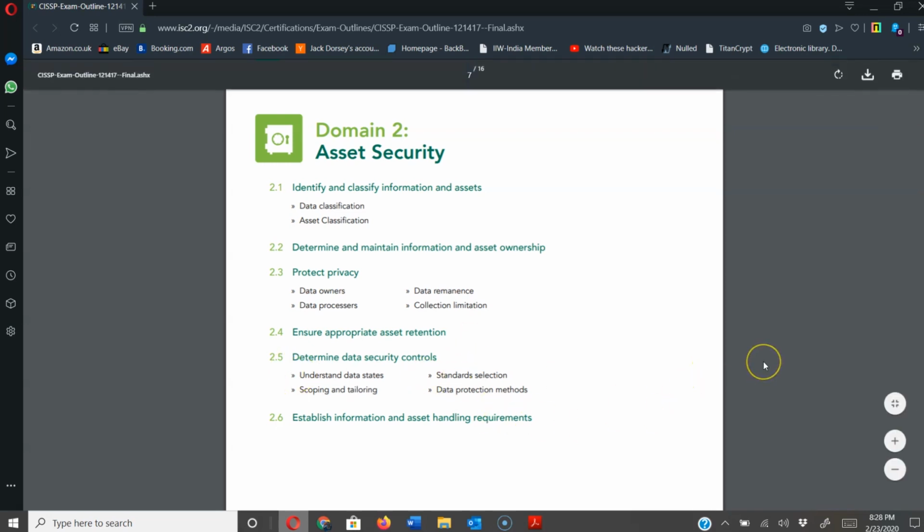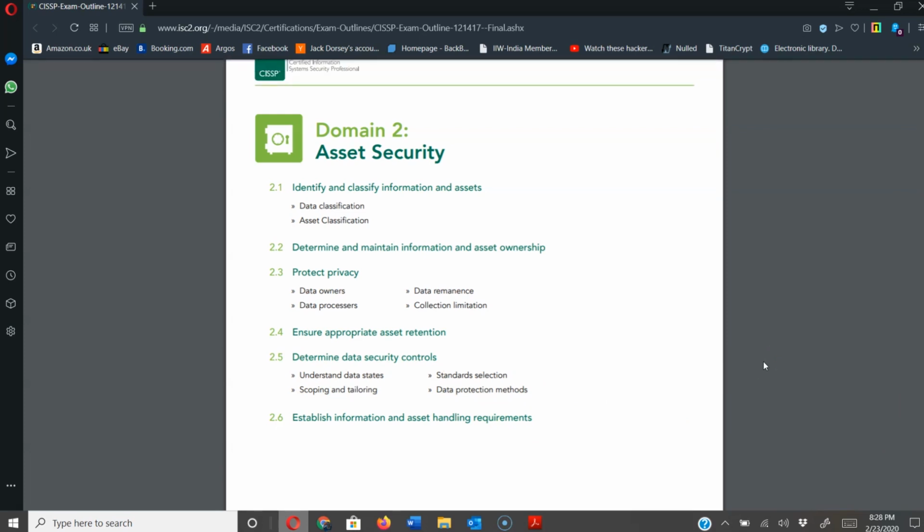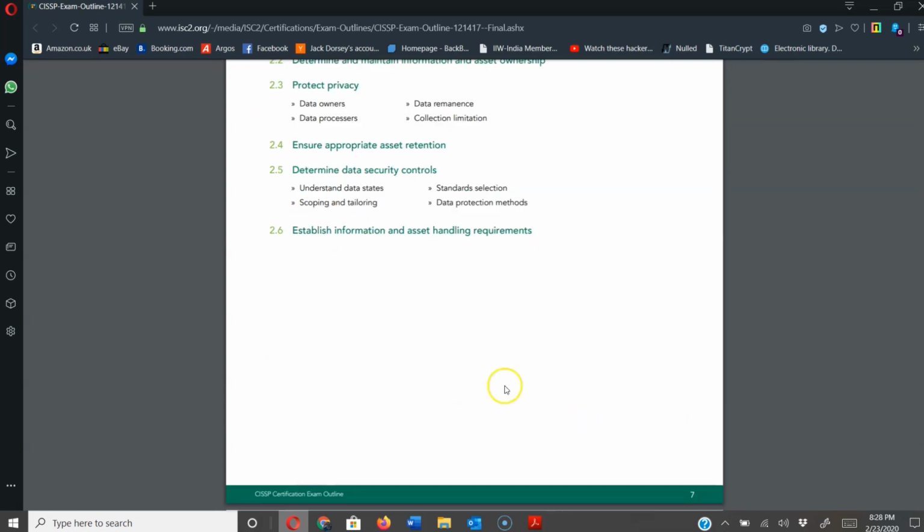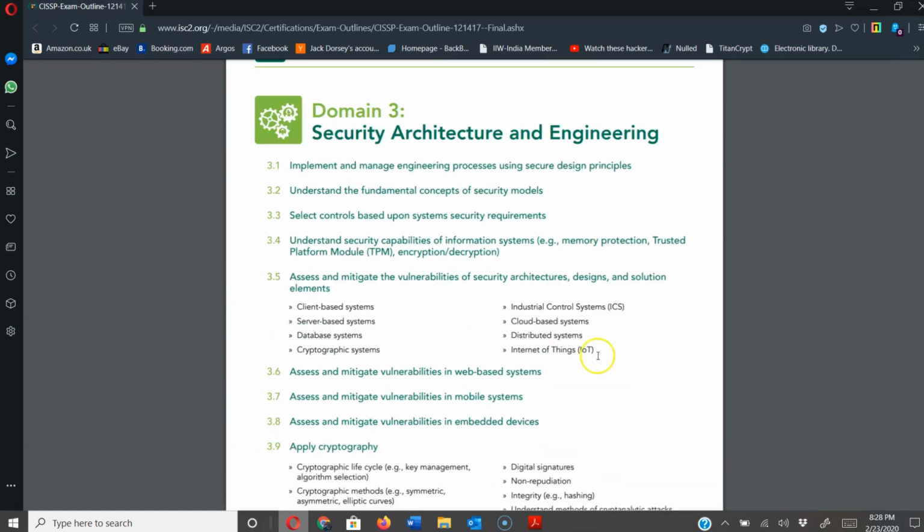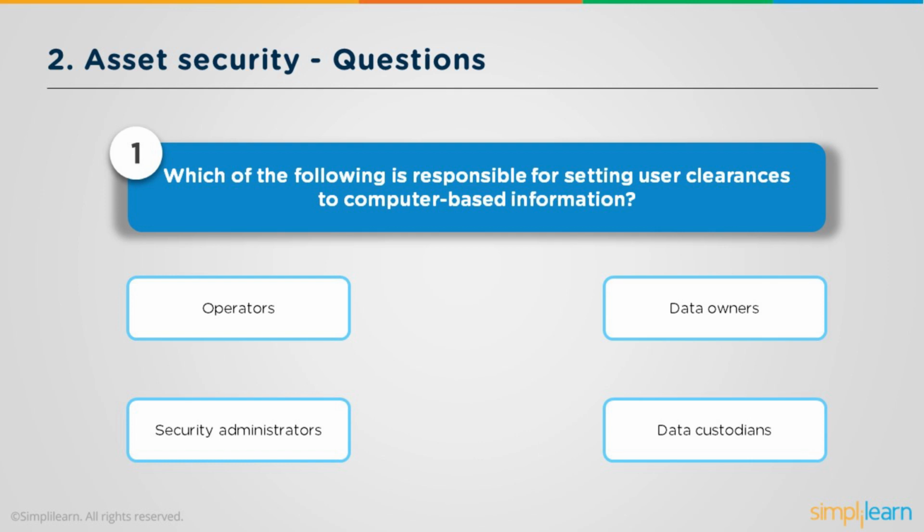Understanding data states. Data states could be in three different aspects: data in motion, data at rest, and data in use. How are you going to secure data during all these three stages? What are the protection methods that you're going to utilize? Then establishing information and asset handling requirements. So that's what domain 2 is all about. Let's look at the questions.